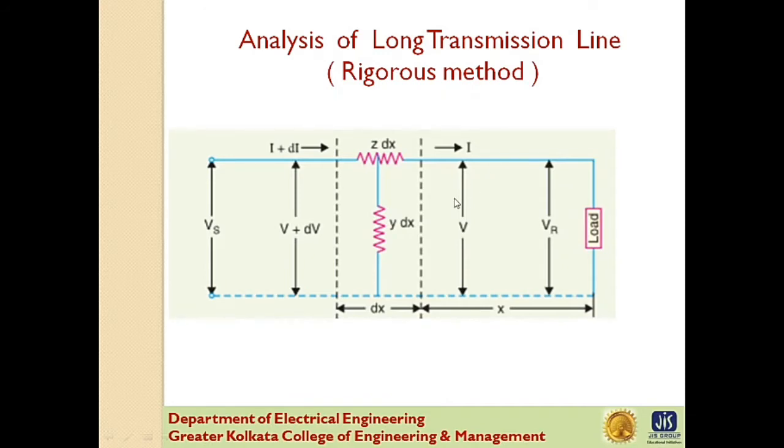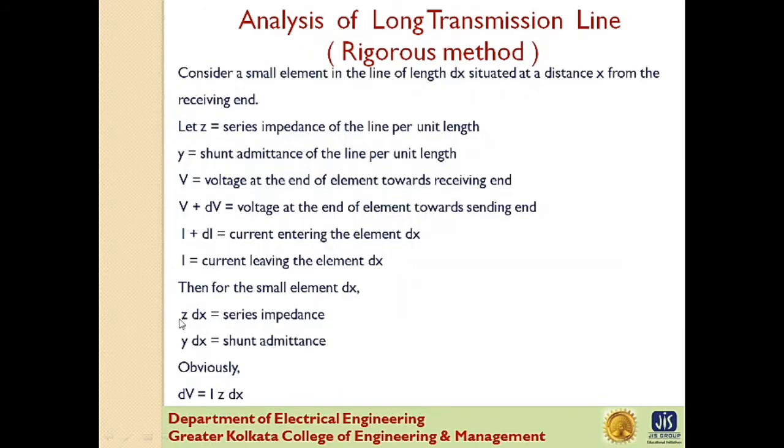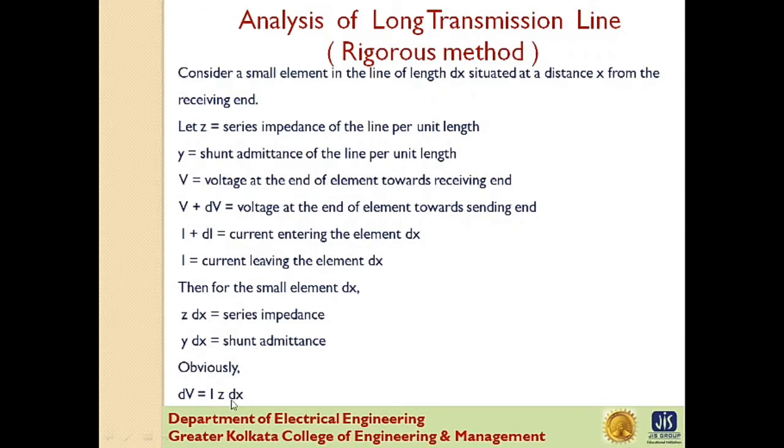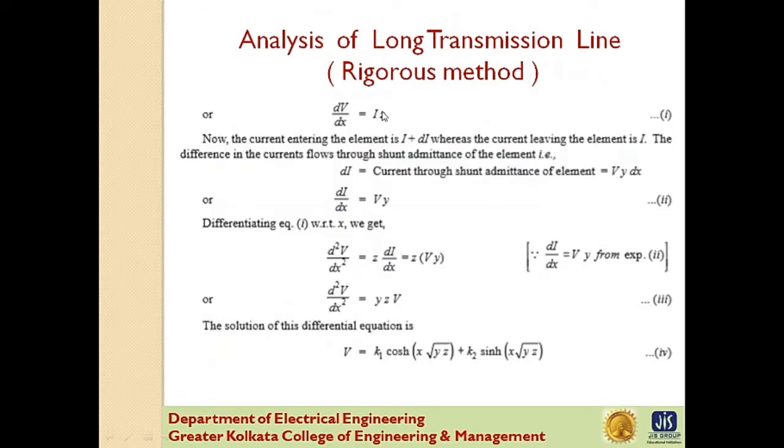Now for the small element dx, z dx is the total series impedance and y into dx is the total shunt admittance. Obviously the voltage drop dV is equal to I into the total series impedance, that is I z dx. Next, from this expression dV by dx is equal to I z.